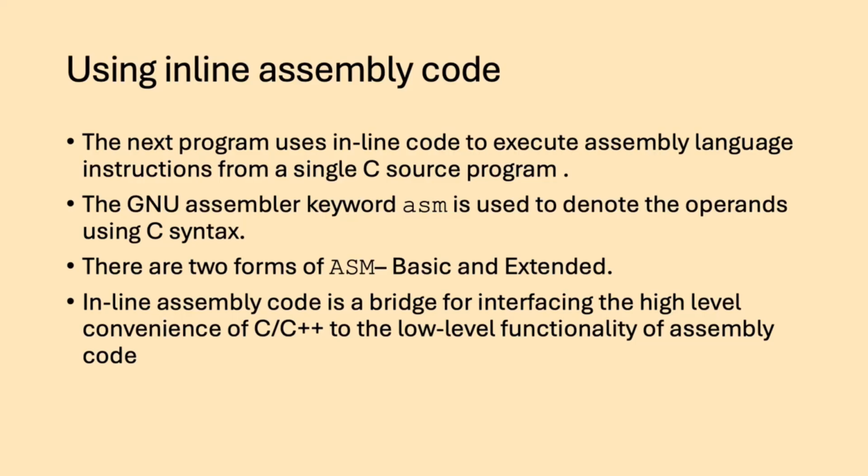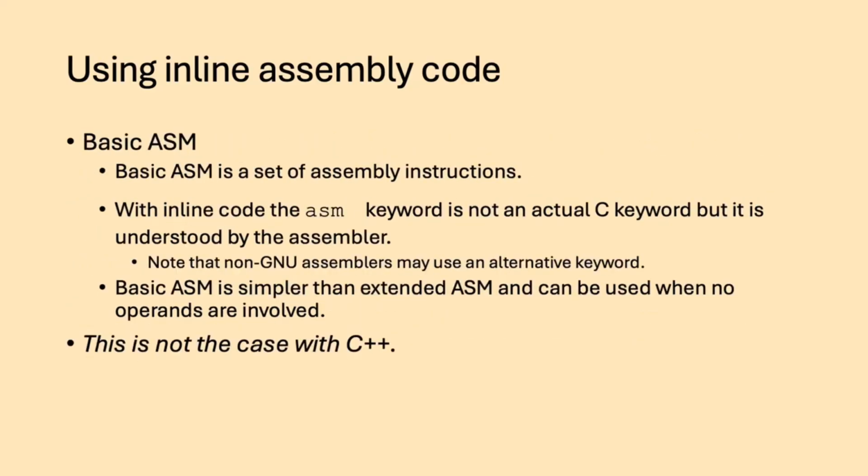This next program uses inline code to execute assembly language instructions from a single C source program. So in this case, the assembly will be written within the confines of the C program. To do this, we use the GNU assembly keyword ASM, and this is used to denote the operands using C syntax. There are two forms of ASM, basic and extended, and we will look at both. Inline assembly is really a bridge that interfaces the high-level convenience of C or even C++ to the low-level functionality of assembly code. First of all, we'll look at basic ASM.